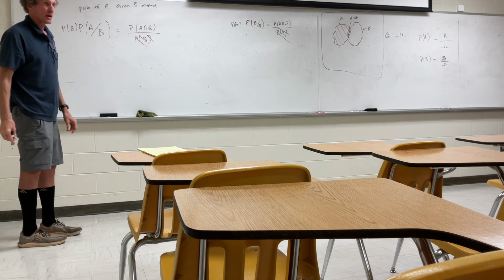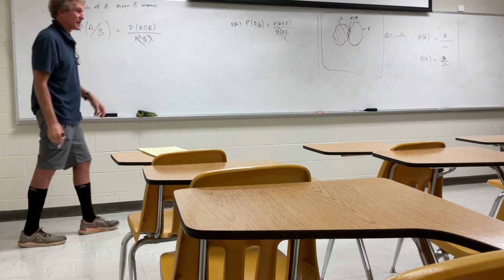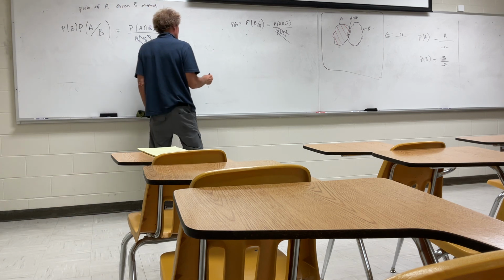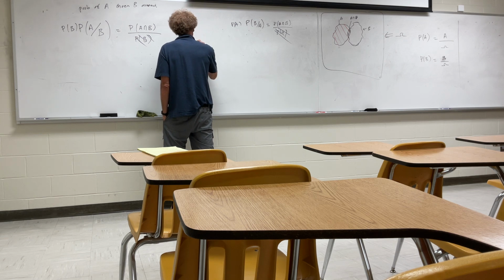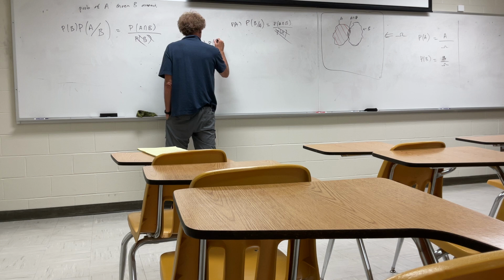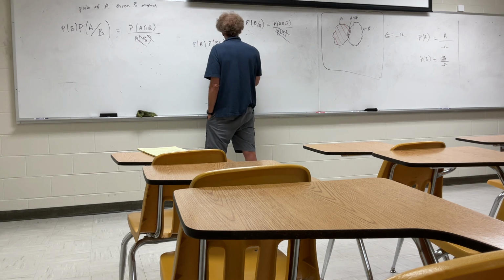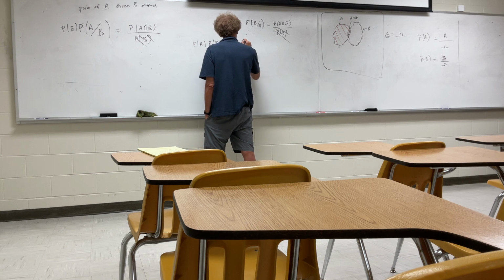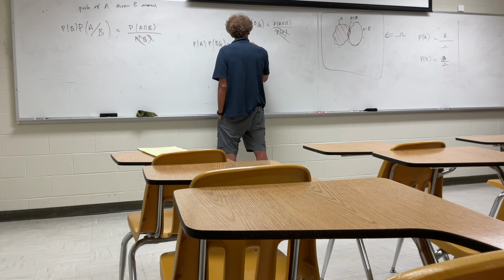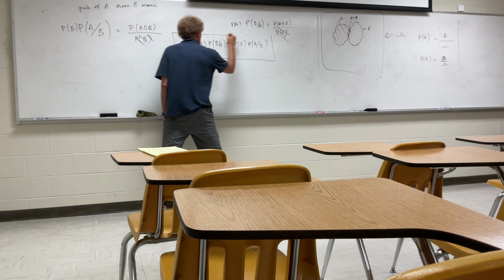Y'all with me? Now I'm going to equate this to that. And I can say, if I look at this, the probability of A, I'm taking this one, times the probability of B given A is equal to the probability of B times the probability of A given B. And that is called Bayes' theorem.